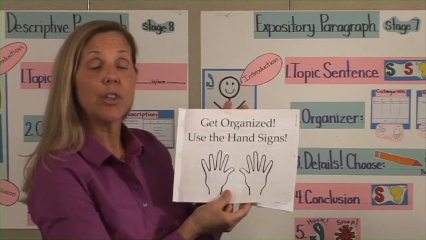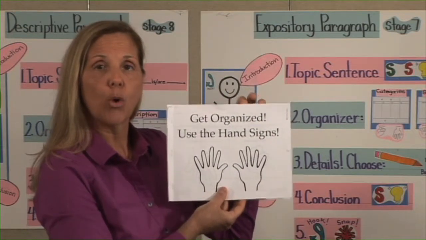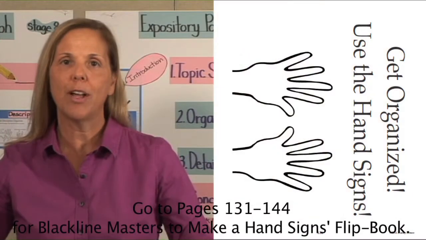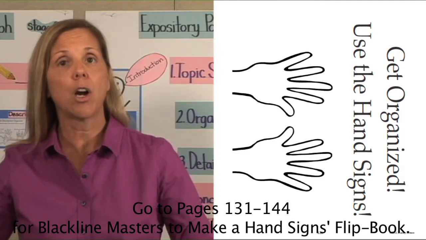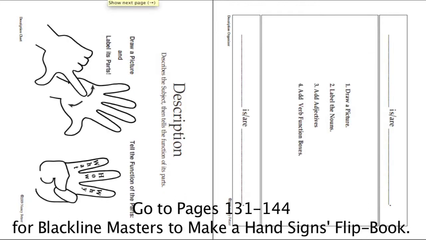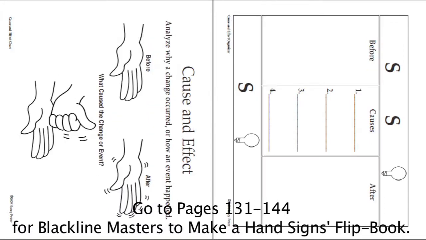Let's go to the manual so that you can see all the pages that I put together in order to create this hand sign booklet. Please turn to page 131. On that page, you will see the cover for our hand signs booklet. Turn the page, and you will see the hand signs for the categories as well as the organizer. And again, we're going to walk through all the different pages in this booklet. The description with its organizer. Sequence with its organizer. Flip to the next page.